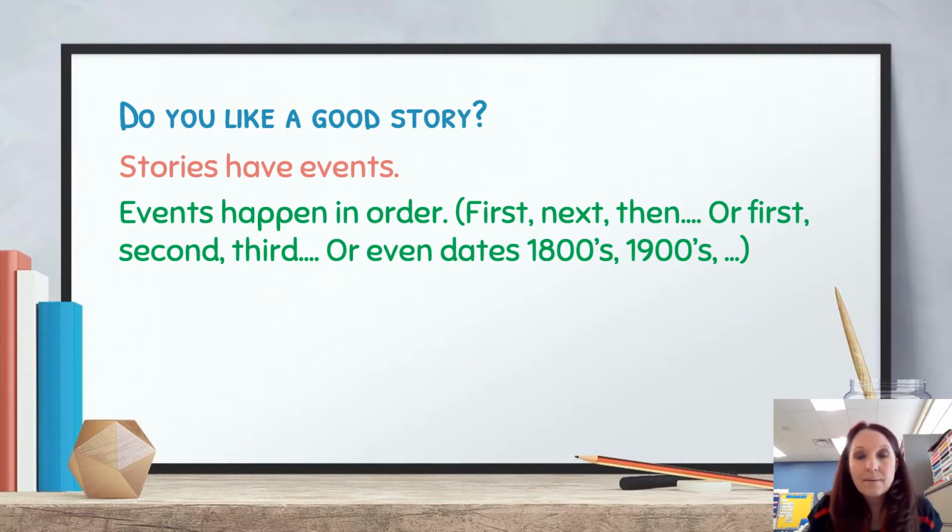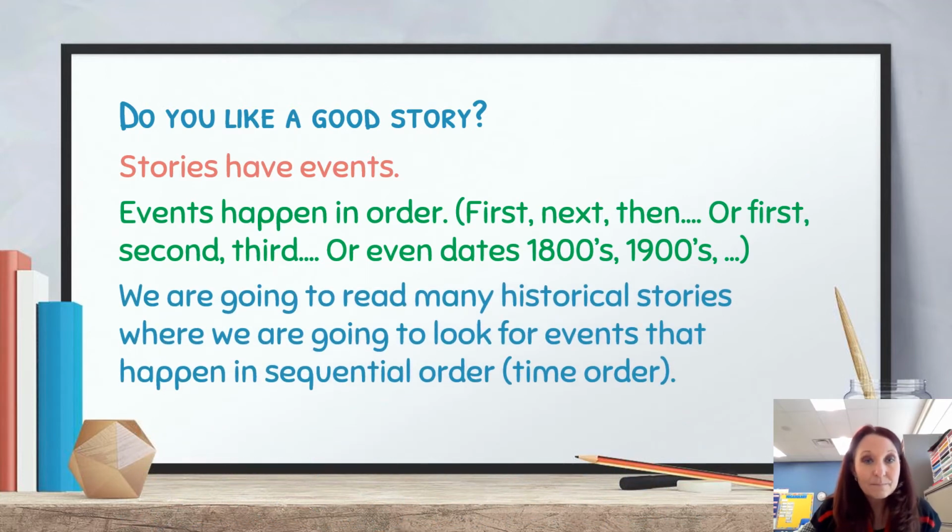Those are the ways that authors will organize text with the events in order, because when you understand the order of events, knowing how to order the important events makes it easier to understand what you are reading and to figure out how those events are related. So today we are going to read many historical stories where we are going to look for events that happen in sequential order, which means which happen first, second, third, and we're also going to use the words called time order.